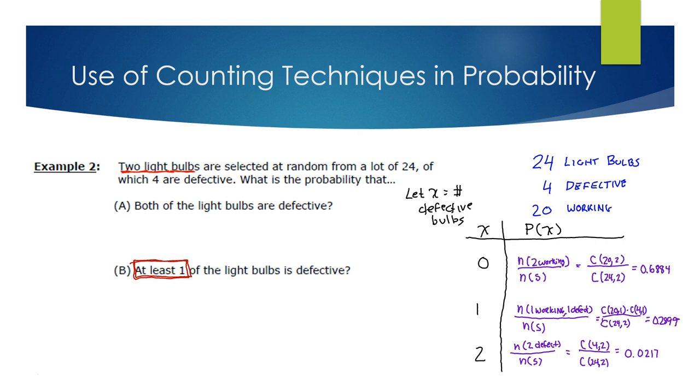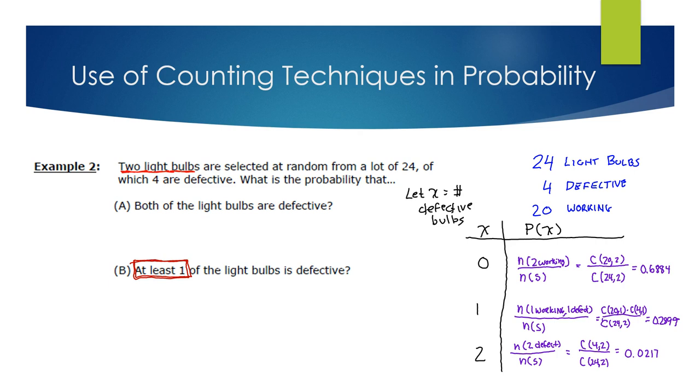If I have 1 working and 1 defective, then basically I'm going to have the combination of n being 20 and r being 1 to represent the number of outcomes for the working light bulbs, and I'm going to have C of 4, 1 represent the number of outcomes for choosing 1 from the defective group. If I multiply those together and divide by the C where n is 24 and r is 2, I get 0.2899.